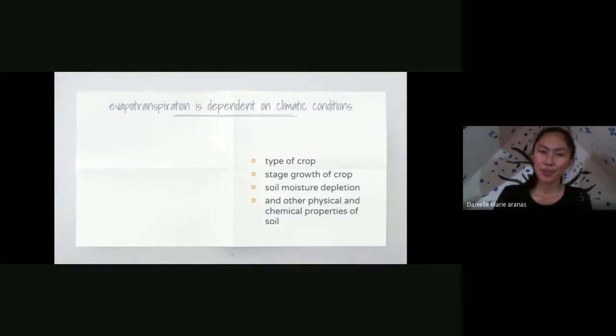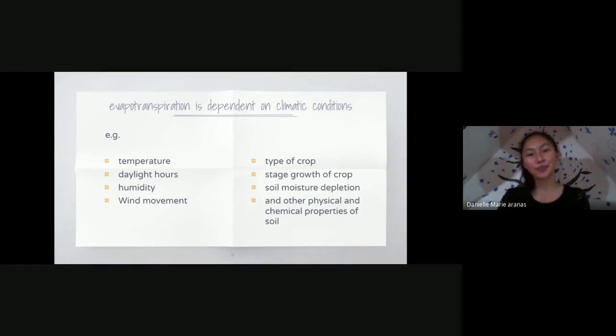Now, evapotranspiration is dependent on climatic conditions. Example given, we have here the temperature, the daylight hours, the humidity, wind movement, type of crop, stage of growth of crop, soil moisture depletion, and other physical and chemical properties of soil.